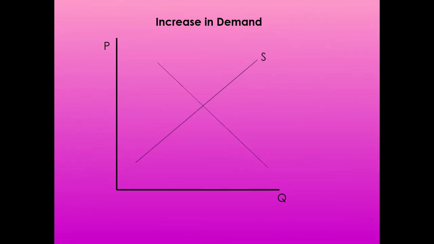Okay, so we'll always start with our standard equilibrium point, right here. Okay, so if we had a determinant or something that affects our scenario where the demand is going to increase, we would shift that line to the right. Okay, remember, increase is always to the right. So we would have our new demand curve right here. Okay, notice what happens to the equilibrium point. It is now shifted up the line to here.